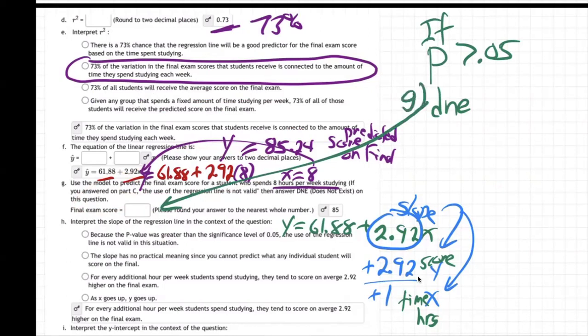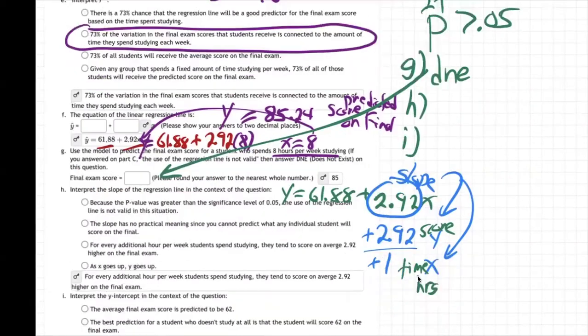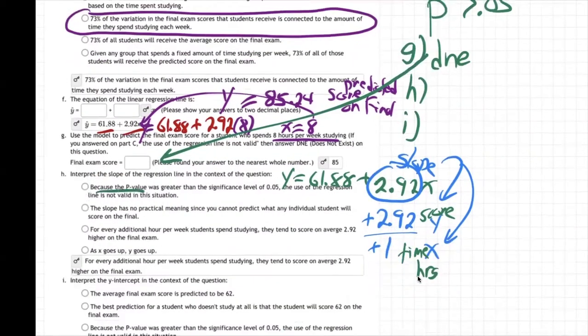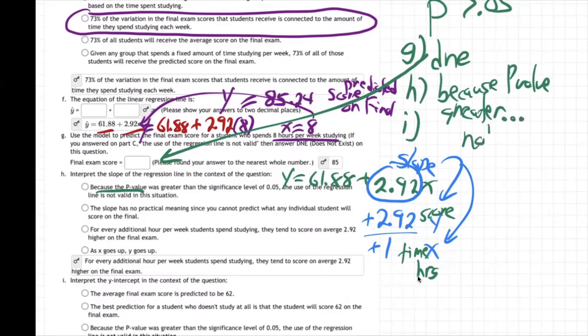H, and I. But D and E on G, and on H and I, we would say because the p-value is greater, dot, dot, dot, not valid. That's what you would choose for H and I. That covers H and I.